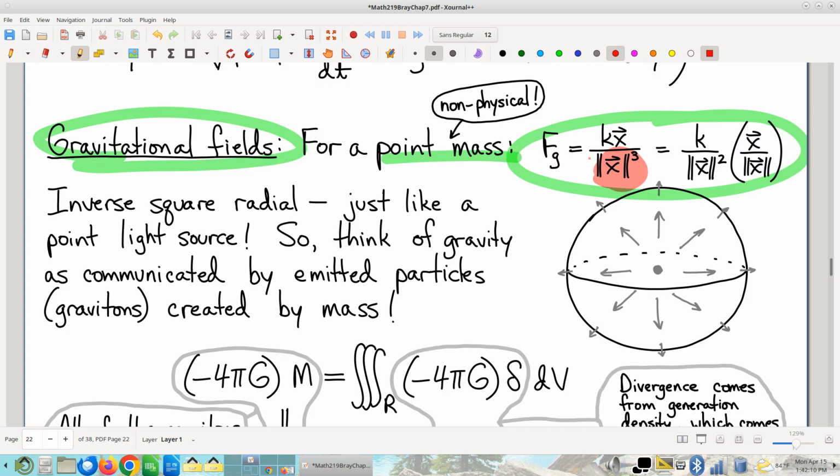Here's the good news. This vector field, as written, is for the situation where you have a single point mass. And the good news is that's not physical anyway. It's just not at all how the physical universe works. There is no such thing as a point mass, right? Mass is always distributed over at least some volume, however little, but there's always some volume.